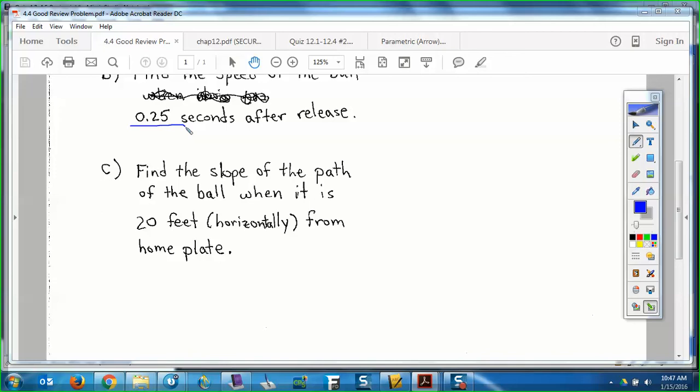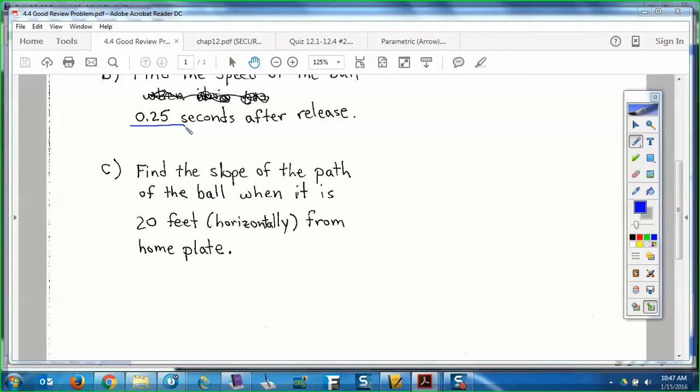Okay, find the slope of the path of the ball when it is 20 feet horizontal from home plate. So I did this on purpose. I heard some talk over here, but figured it out later. So what is actually what you have to plug in? You don't put 20 in for x. You put 40.5 in for x. When the ball, did you do 20, Caleb?